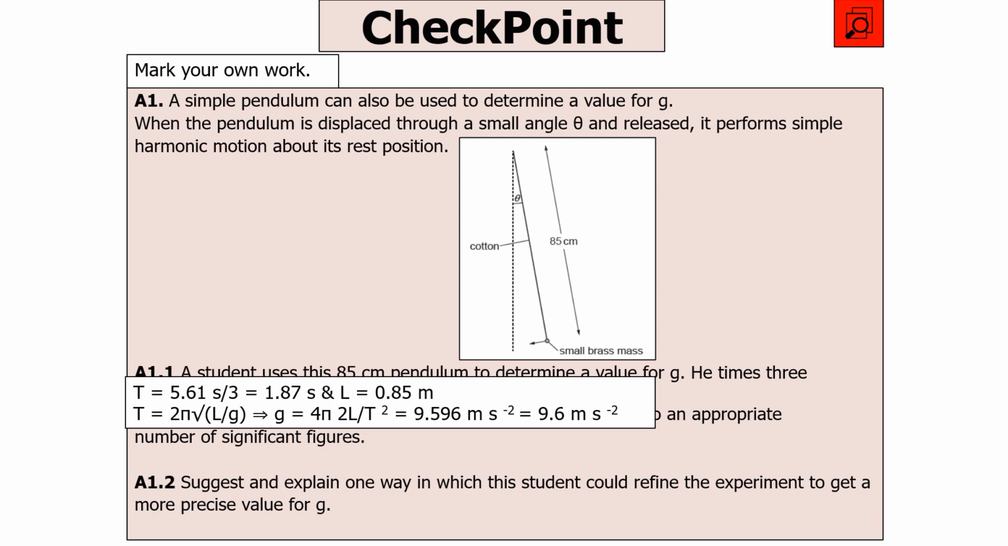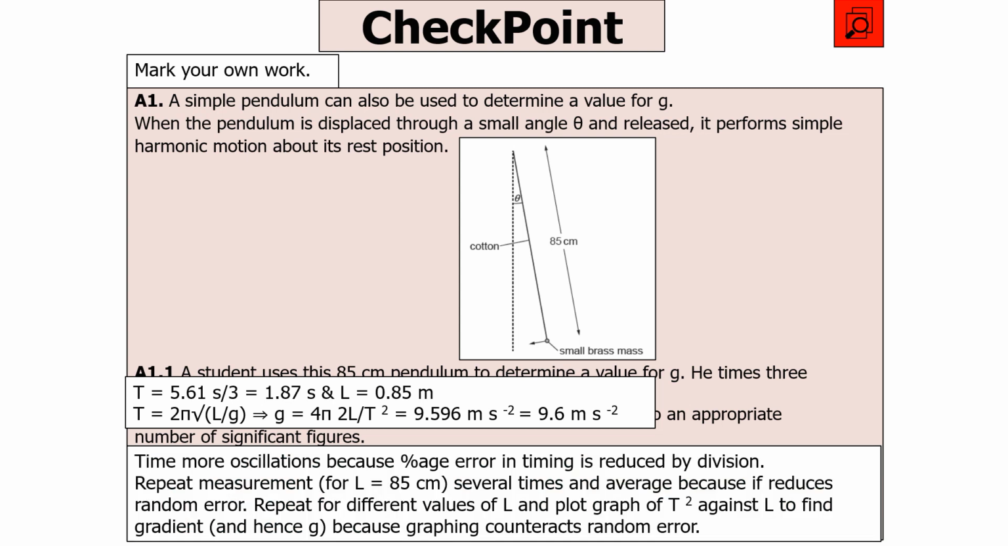Now, how could you get a more accurate value for g? Well, you could time more oscillations, because the percentage error in the timing will be reduced when you divide by your number of oscillations. You could repeat it several times and average it out to reduce random errors. You could repeat it for different values of L and plot a graph of T squared against L to find g, because that will counteract random error produced in the experiment.